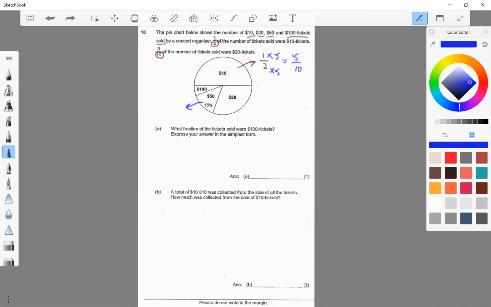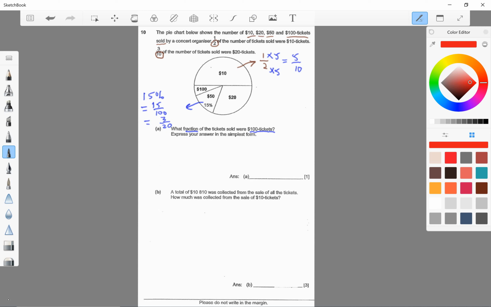So 15% becomes 15 out of 100. And in the simplest form, it will be 3 out of 20. The useful thing is that I can actually key into my calculator and it will simplify for me. So they're asking us what fraction were $100 tickets. So how can I solve this easily?